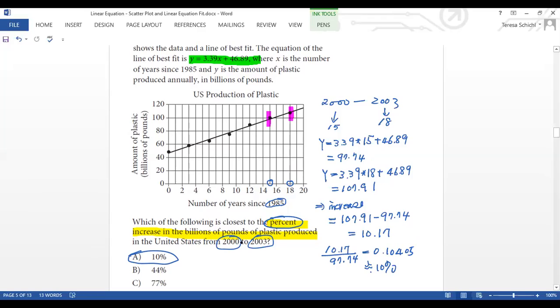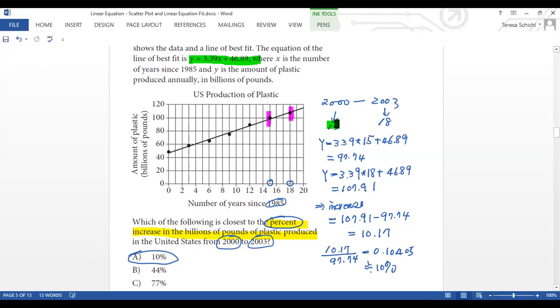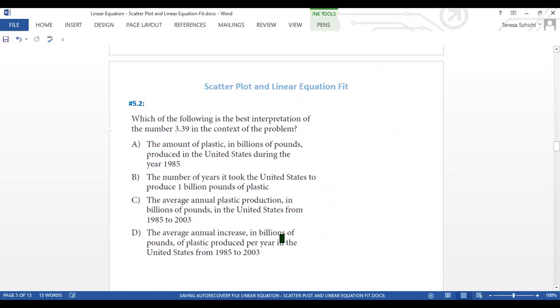You need to read carefully, because the key thing here is the percent increase from 2002 to 2003. So you need to know how to change this to the years, right? So it's 15 and 18. Then you want to find the percent of the increase. Okay, so now let's take a look.